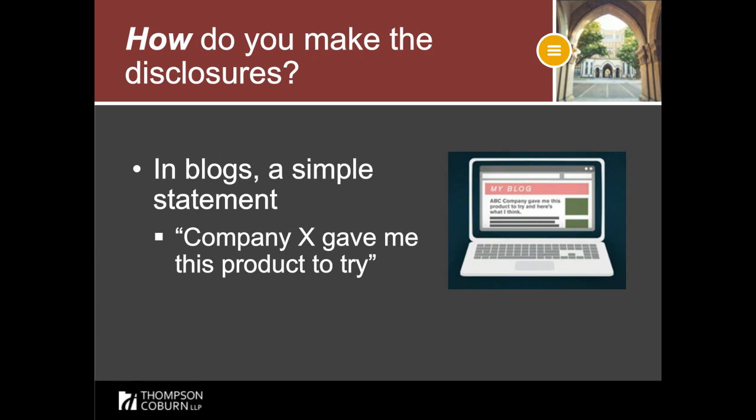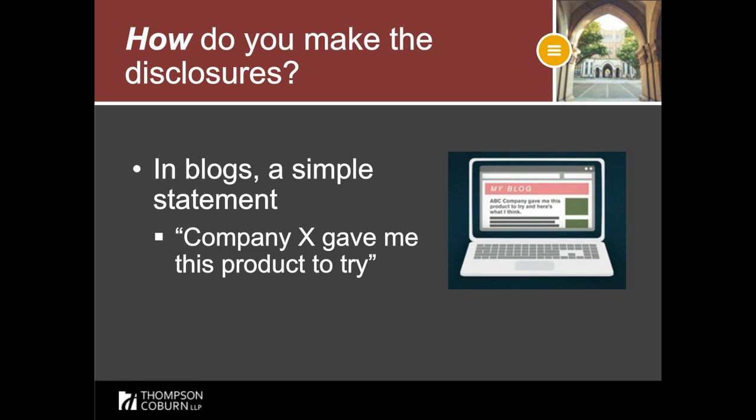the world. So they gave examples of blogs, and they said in a blog, all you have to do is say, Company X gave me this product to try. Doesn't have to be long and legalistic. You don't have to hire the most expert lawyer in the world like Aaron Lacey to write the disclosure statement for you, but a simple statement like that works.